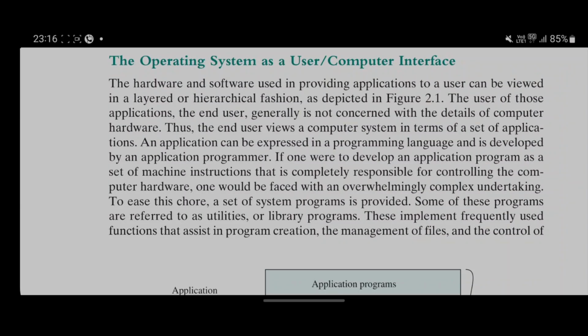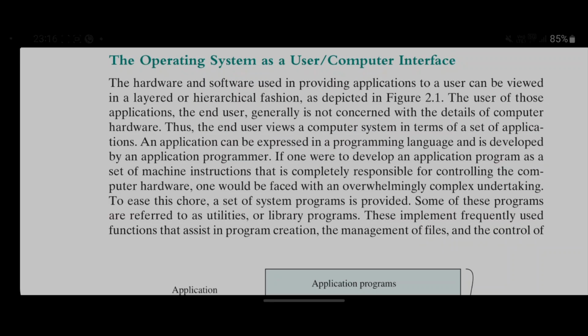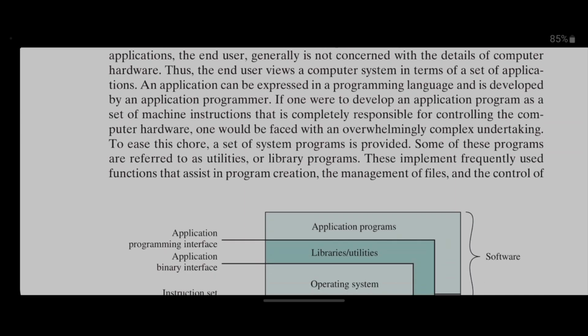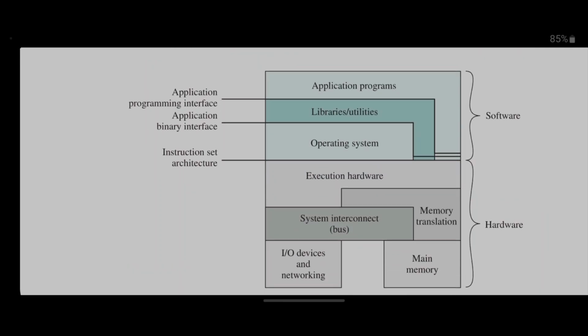The operating system as a user or computer interface. The hardware and software used in providing applications to a user can be viewed in a layered or hierarchical fashion. Let us see here. This is the software and this is the hardware part. So they are represented here as layers, right?